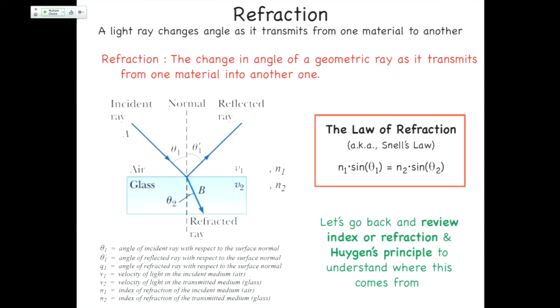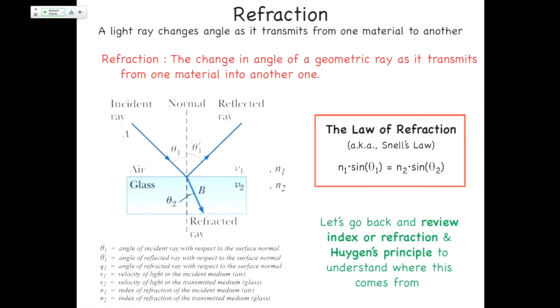Refraction gets a little trickier. Refraction, by definition, is the change in the angle of the geometric ray as it transmits from one material to another material. Here we're going to go from air to glass. We show the reflected ray for good measure, but we're interested now in this refracted ray, and the angle is no longer the same, assuming that the indices of refraction are not the same.